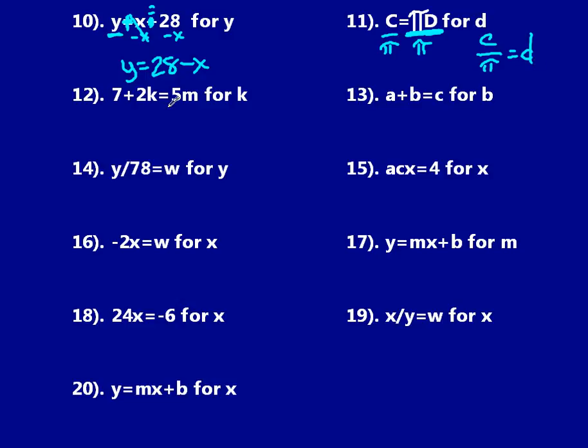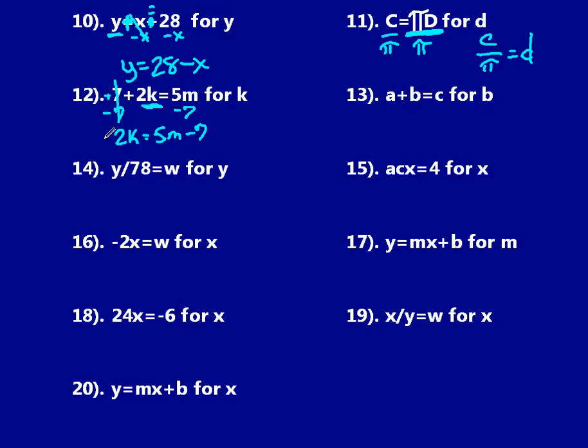Okay, 7 plus 2k equals 5m, solving it for k. So here again is where my k is. First off, are there any other terms on this left-hand side? Yes, there is. There's the 7. I need to get rid of the 7 first. So when I do that, subtracting 7, because it's a positive 7 to begin with, I get 2k is equal to 5m minus 7. I can't combine an m and a 7, so I just leave it as is.